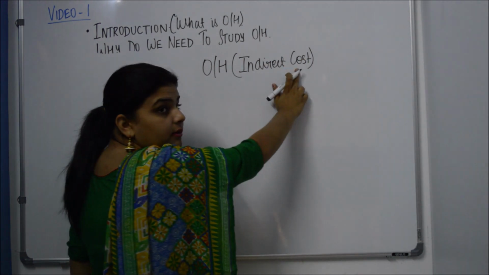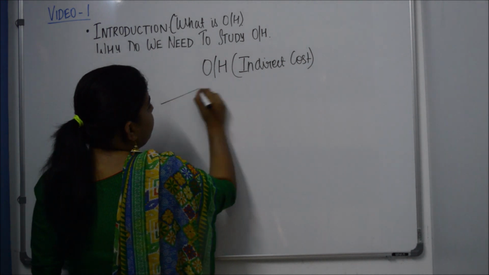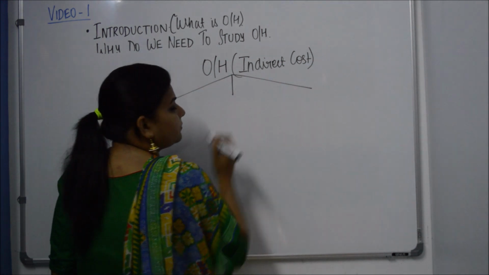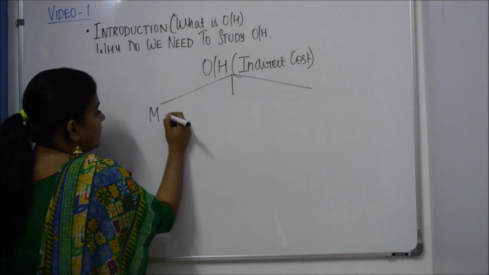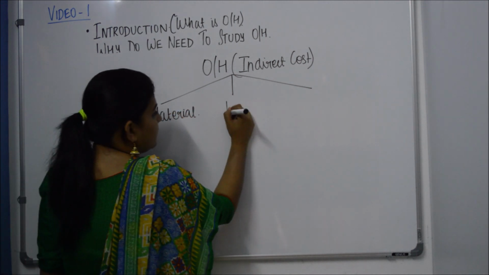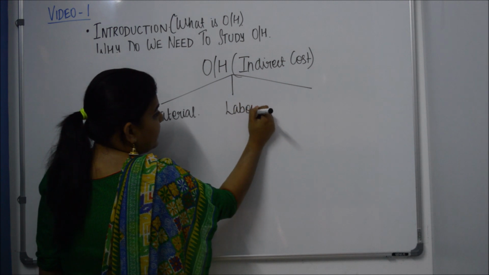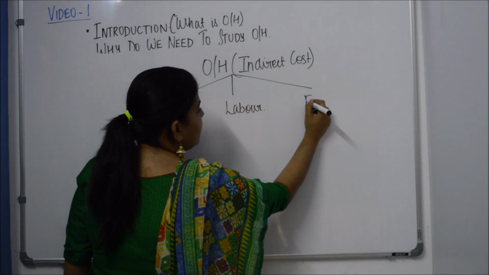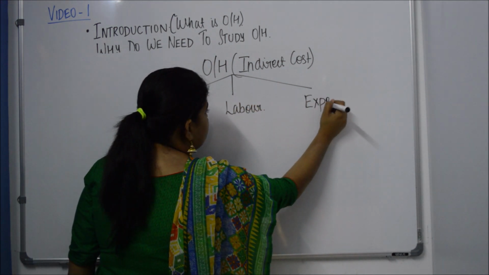When I use the word cost, it consists of 3 things. First is the indirect material. Next is the indirect labor. And then we have indirect expenses.